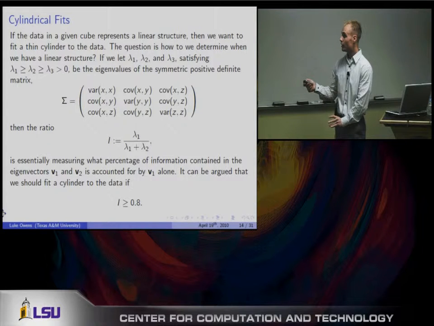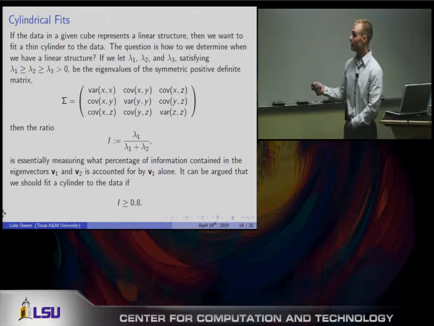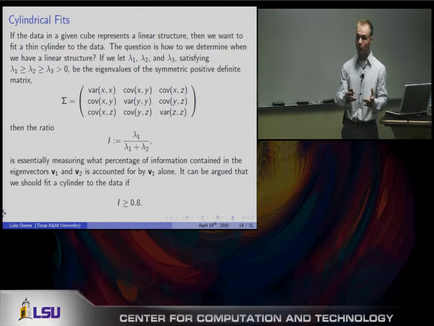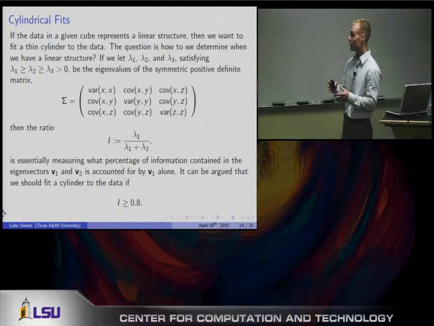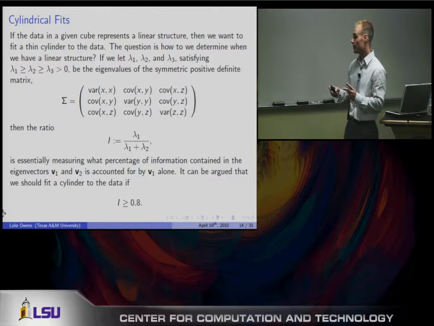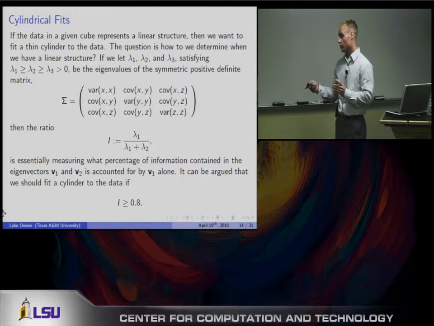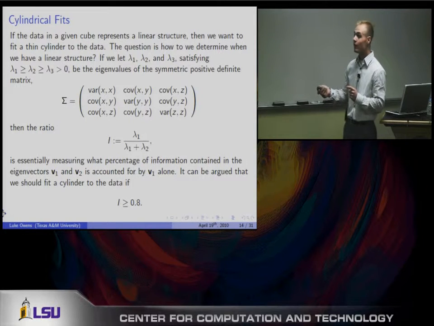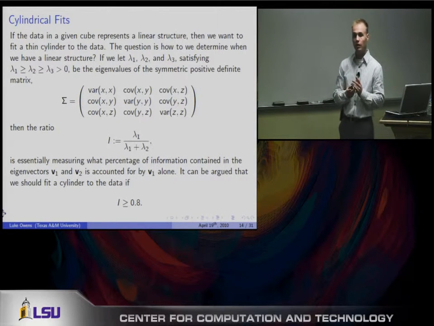How big is the largest eigenvalue compared to the size of the largest 2 eigenvalues? What this is telling you is how much information is contained in the vector v1 as compared to both vectors v1 and v2. And it can be argued that we should fit a cylinder if this ratio here is above 0.8. How do you argue this?